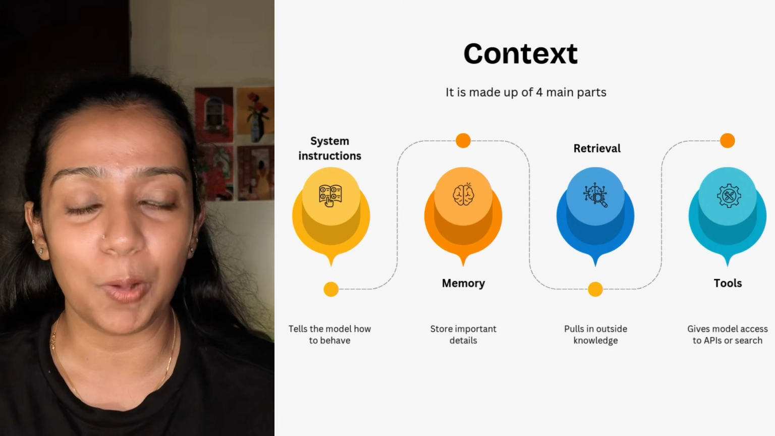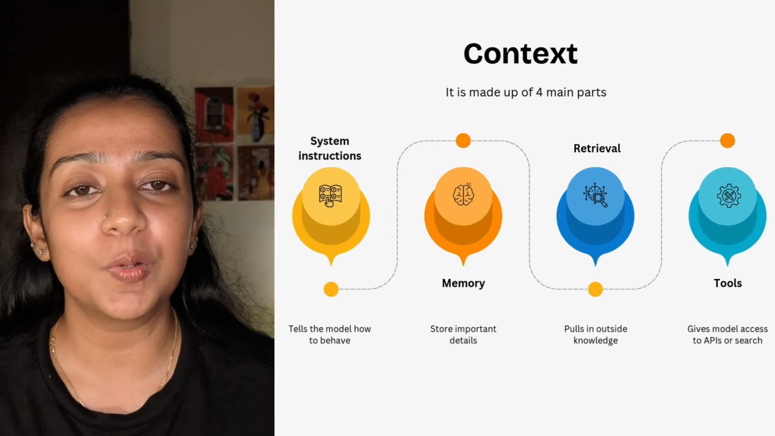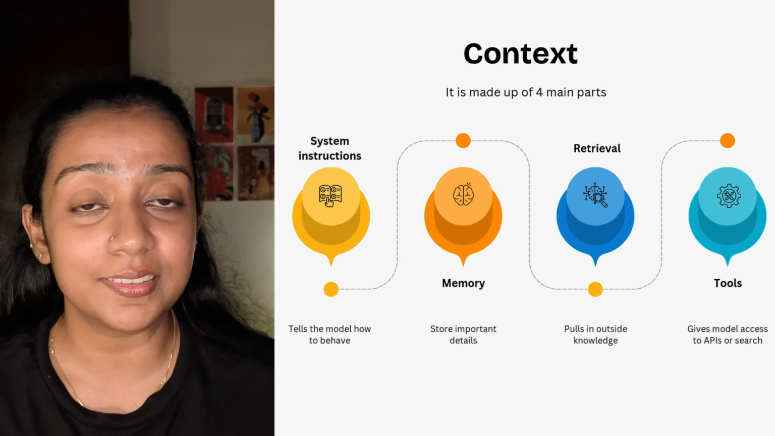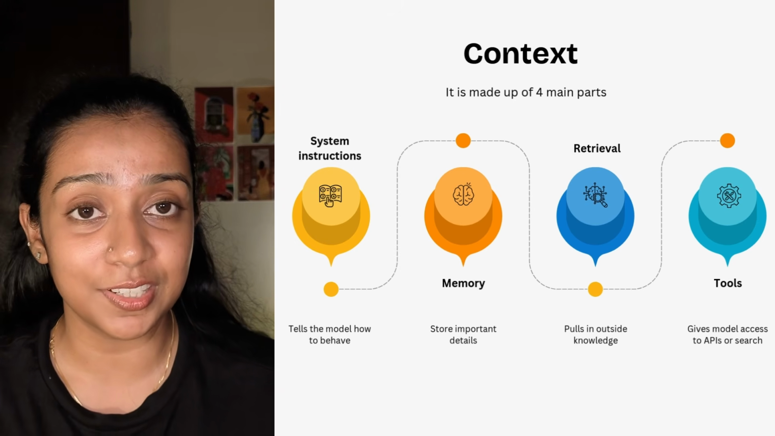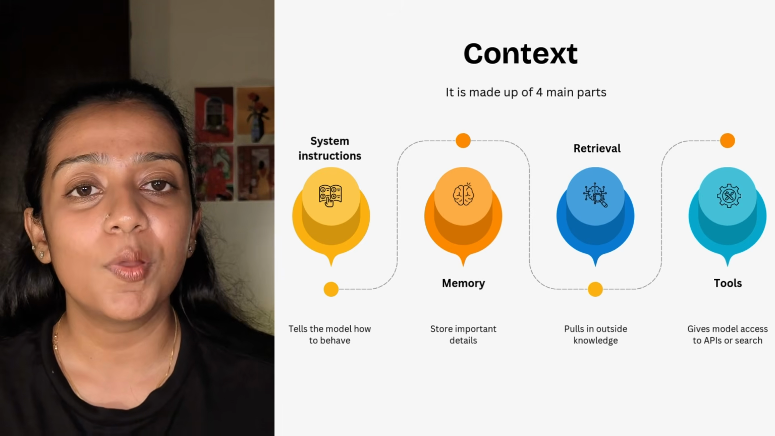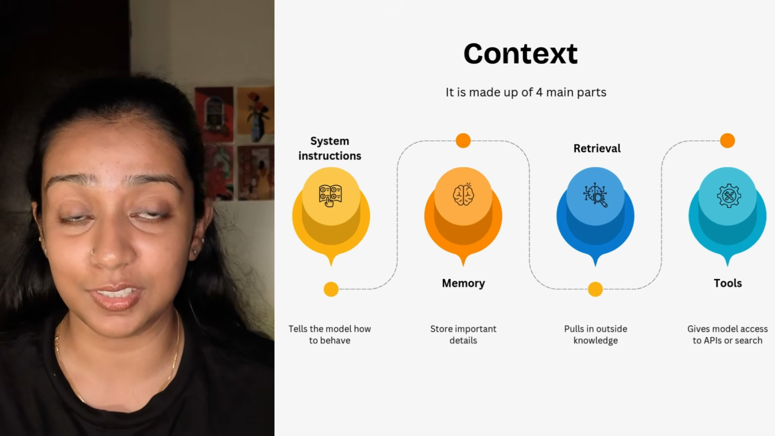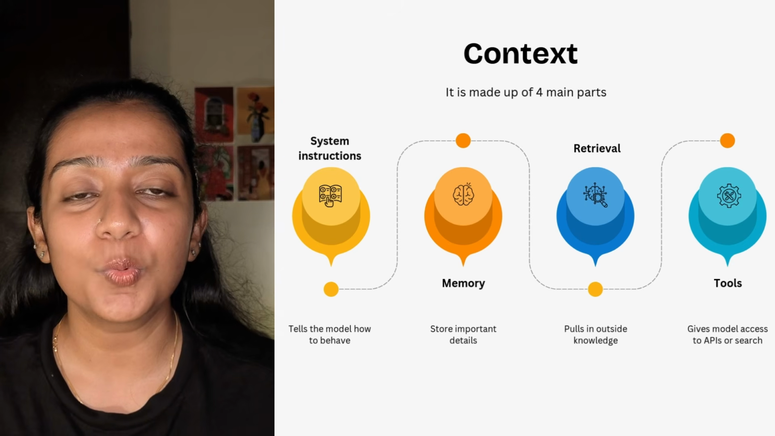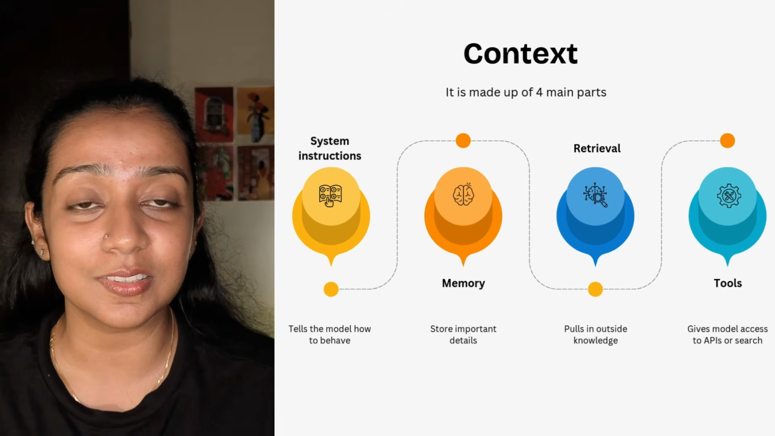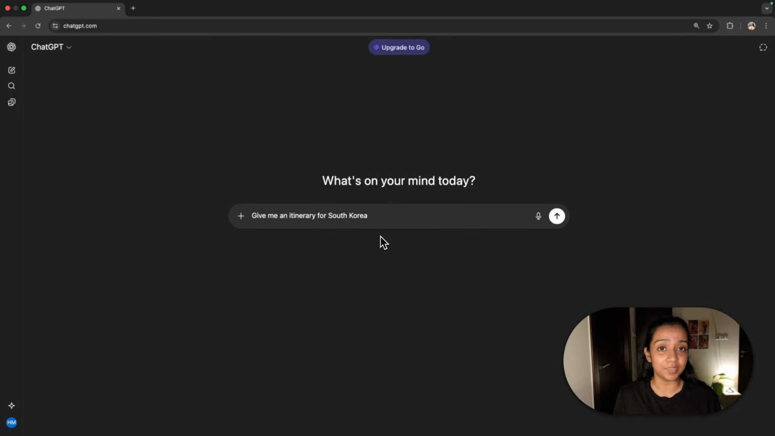Context is made up of four important parts. The first one is system instructions, where you tell the LLM how to behave. For example, you ask it to behave like a helpful travel agent. The second one is memory, where it stores important details such as user information or session details to output more relevant information. The third one is retrieval, where it pulls in information from an external knowledge base such as databases or external links at the right time. And the fourth one is tools, where it has access to external tools such as APIs or search. Understanding these different elements will help you get better responses from tools like ChatGPT.